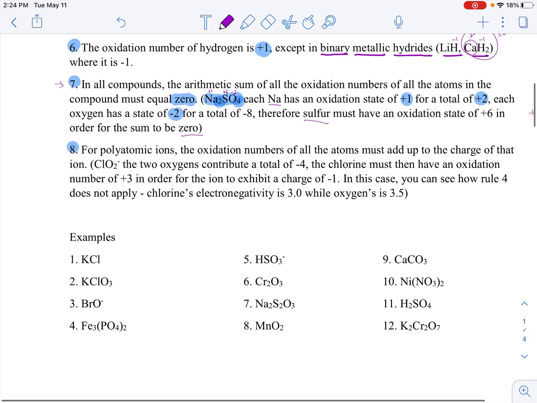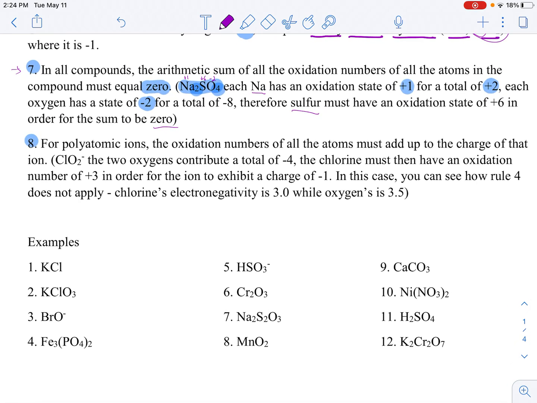The last rule is for polyatomic ions. For polyatomic ions, the oxidation numbers of all the atoms must add up to the charge of that ion. For example, I have ClO2 negative. That means everything added together must equal -1. If I do some math, the two oxygens contribute a total of -4. Each oxidation number would be -2, so for a total of -4 because there's 2 of them. That means the chlorine must have an oxidation state of +3 because +3 and -4 is -1, and that's the charge of the actual ion.